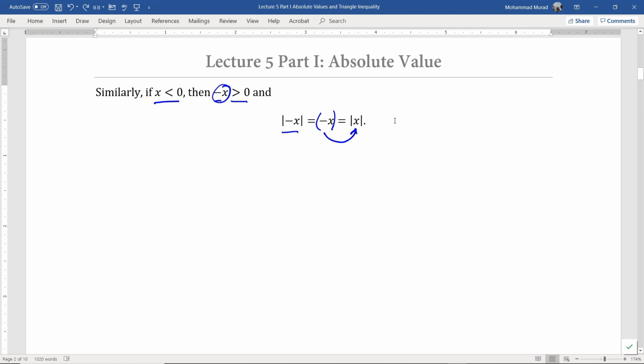Similarly, please try to prove the other statements. For that, please consult your textbook or see the details in the notes.